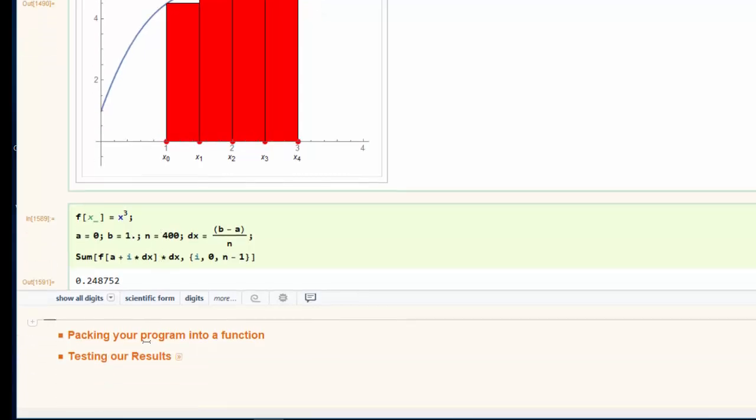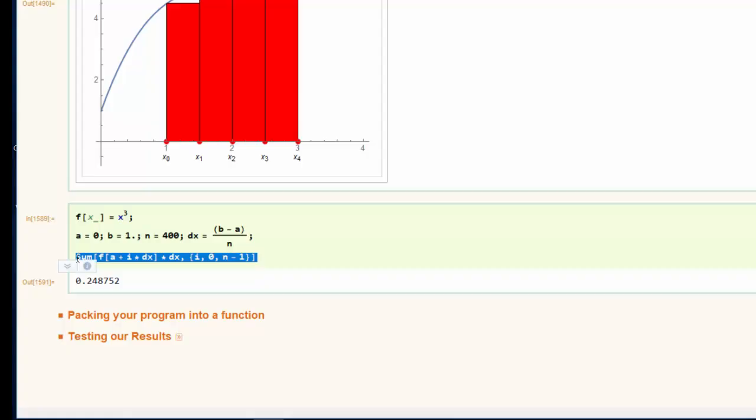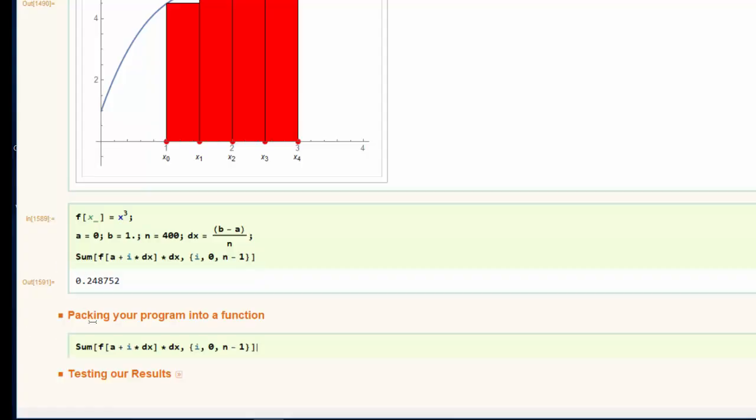So that's what I'm going to do next. I'm going to package the program into a callable function. What does that mean? Well, here's the main piece of my code. So I'm going to copy that and paste it below.